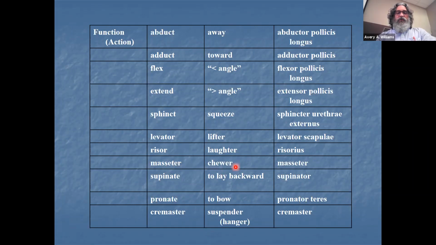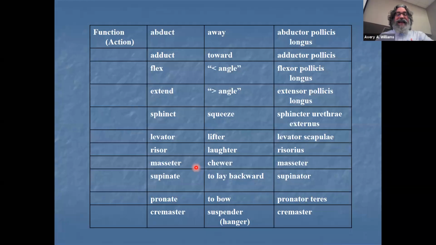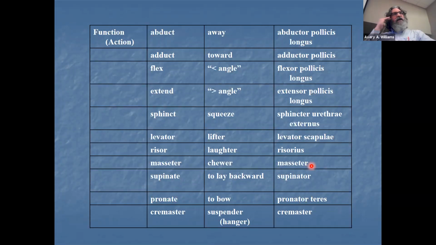Masseter means chewer, and there's actually a muscle called the masseter. To chew is to masticate, and so when you're masticating, you're chewing. So there's a muscle called the chewer muscle. That's in your cheeks, inserts on your jaw, and it elevates your jaw. Mastication is another mammalian thing. Only mammals masticate.